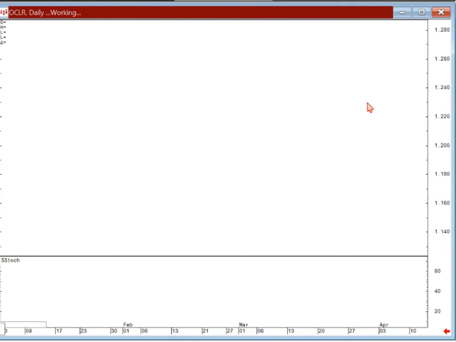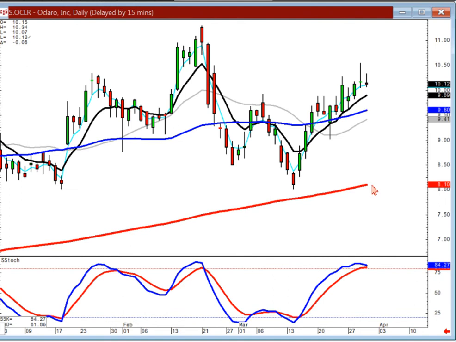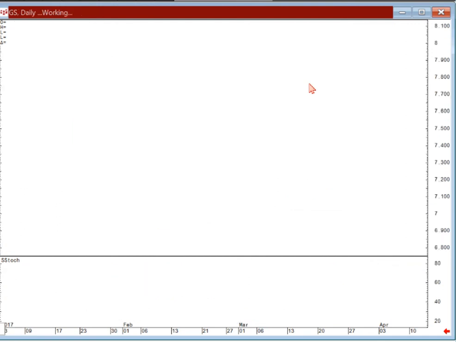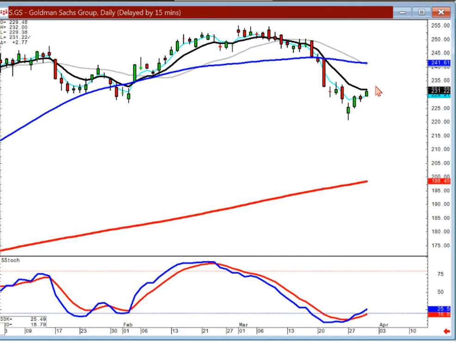OCLR, getting a little bit toppy up here in the overbought area. If it starts trading lower, I'd come out of the position, watch to see what it does at the T-line. Goldman has to get back up above the T-line. If a failure there, kind of will put a little damper on the whole market.